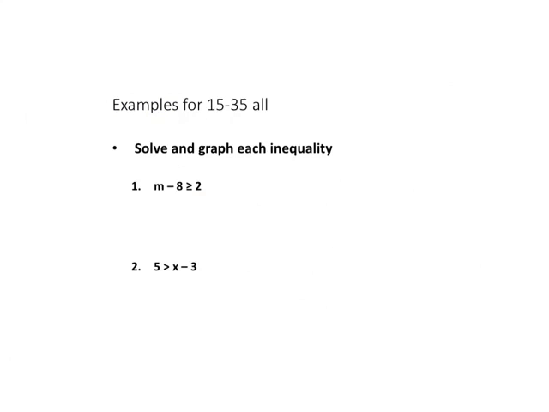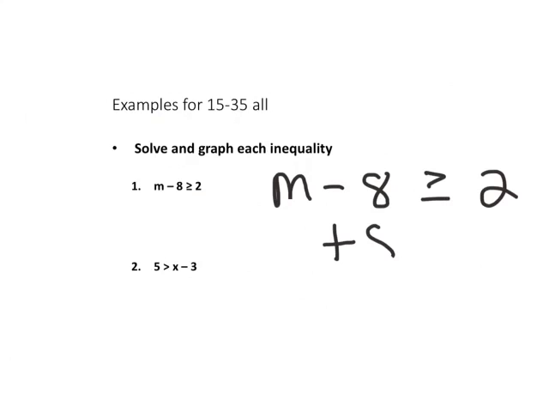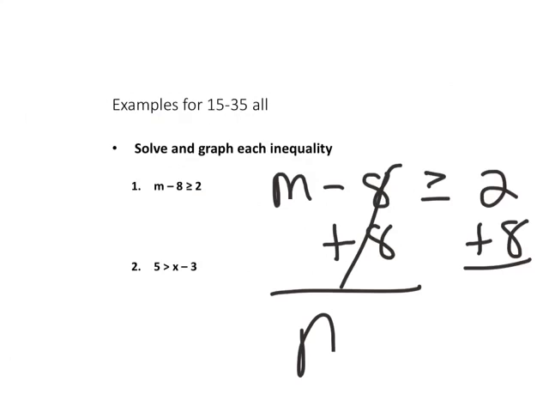All right, two more examples of solving inequalities. We have m minus 8 is greater than or equal to 2. So to solve this inequality, I need to isolate the variable m. So I'm going to go ahead and add 8 to both sides. When I add 8 to both sides, that leaves me with m is greater than or equal to 10. And then obviously we're going to graph that.